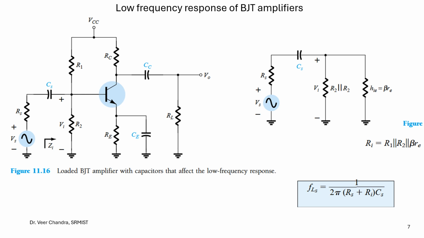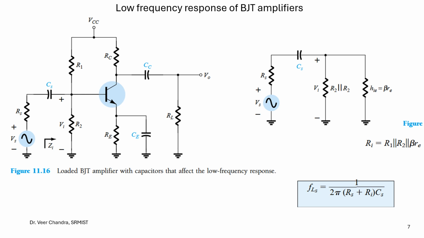Through simple analysis, we can find the cutoff frequency of any RC circuit, any circuit which contains R and C. It can be 1 by 2 pi R C. Since our objective here is to find the equivalent resistance, because we are going to find the frequencies which will pass through CS, the input side capacitor, CC, which we are going to connect at the collector point, and then CE, the bypass capacitor. So let's check which frequencies will pass through these capacitors.